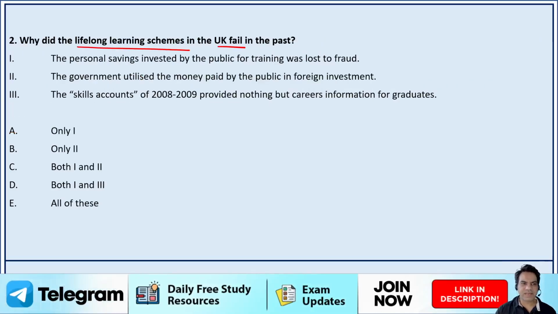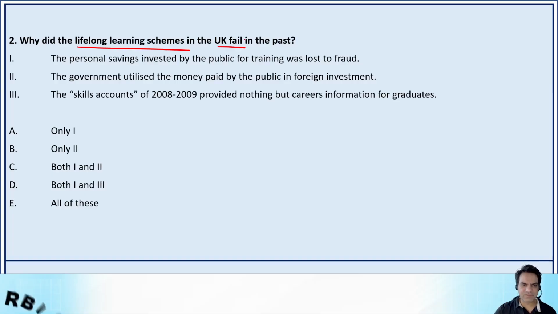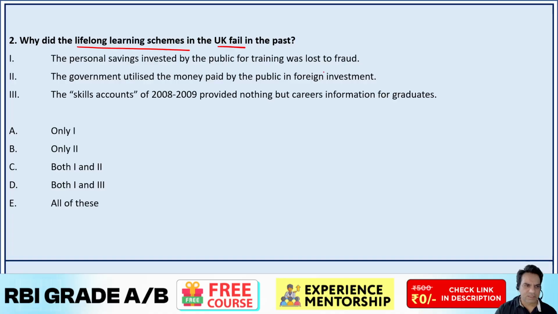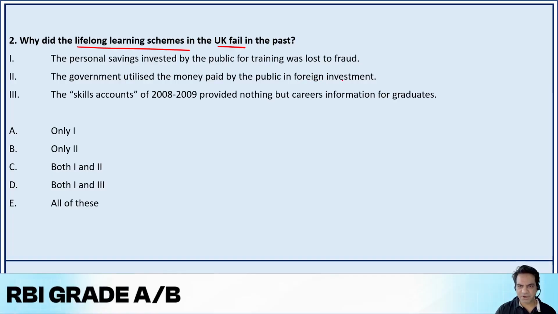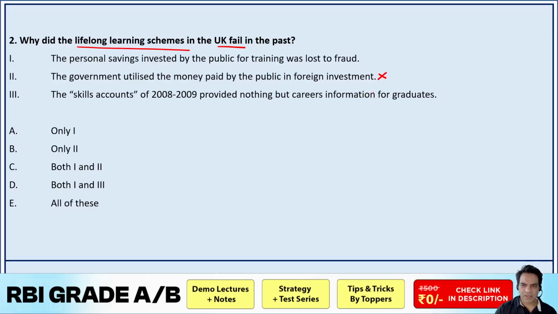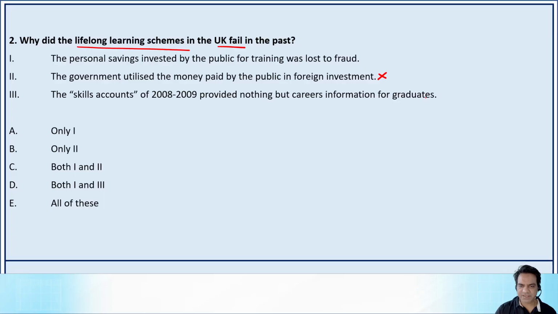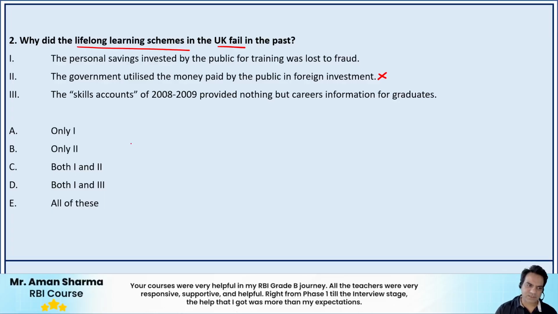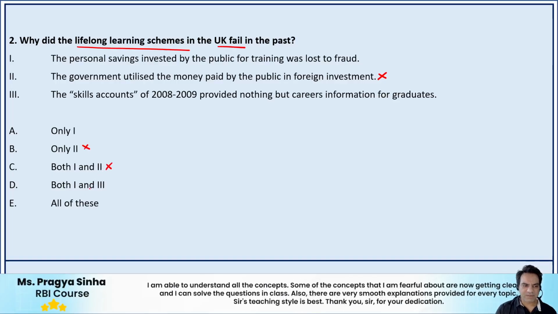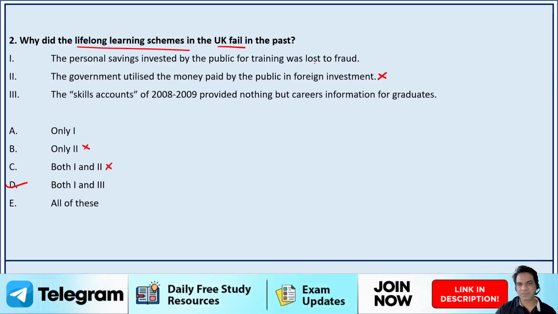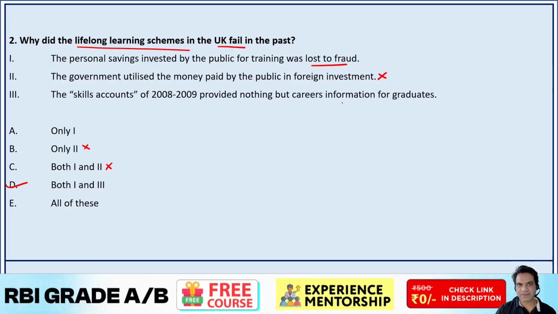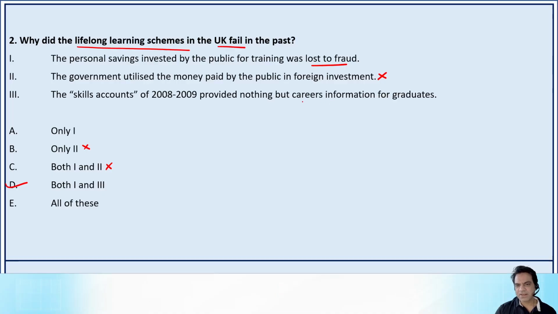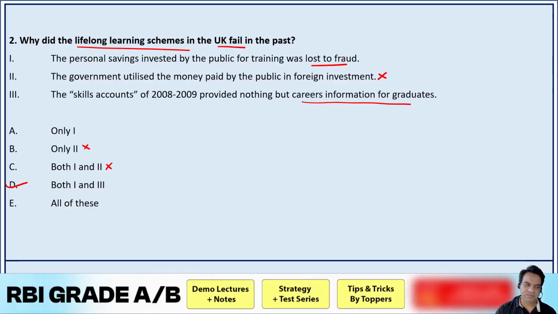Second, guys, why did the lifelong learning scheme in the UK fail? The personal savings invested by public for training was lost to fraud. The government utilized the money paid by the public in foreign investment. No, this is incorrect. And third, the skills accounts of 2008 provided nothing but careers information for graduates. Yes, so option 2 is absolutely correct. So we can eliminate options with option number 2. So we are left with 1 and 3. So that is the correct answer. Yes. So the savings invested by public was lost to fraud. We found that. And then they also lost skills account in 2008 and 9, but it was nothing more than career information for graduates. So option 1 and 3 were correct.